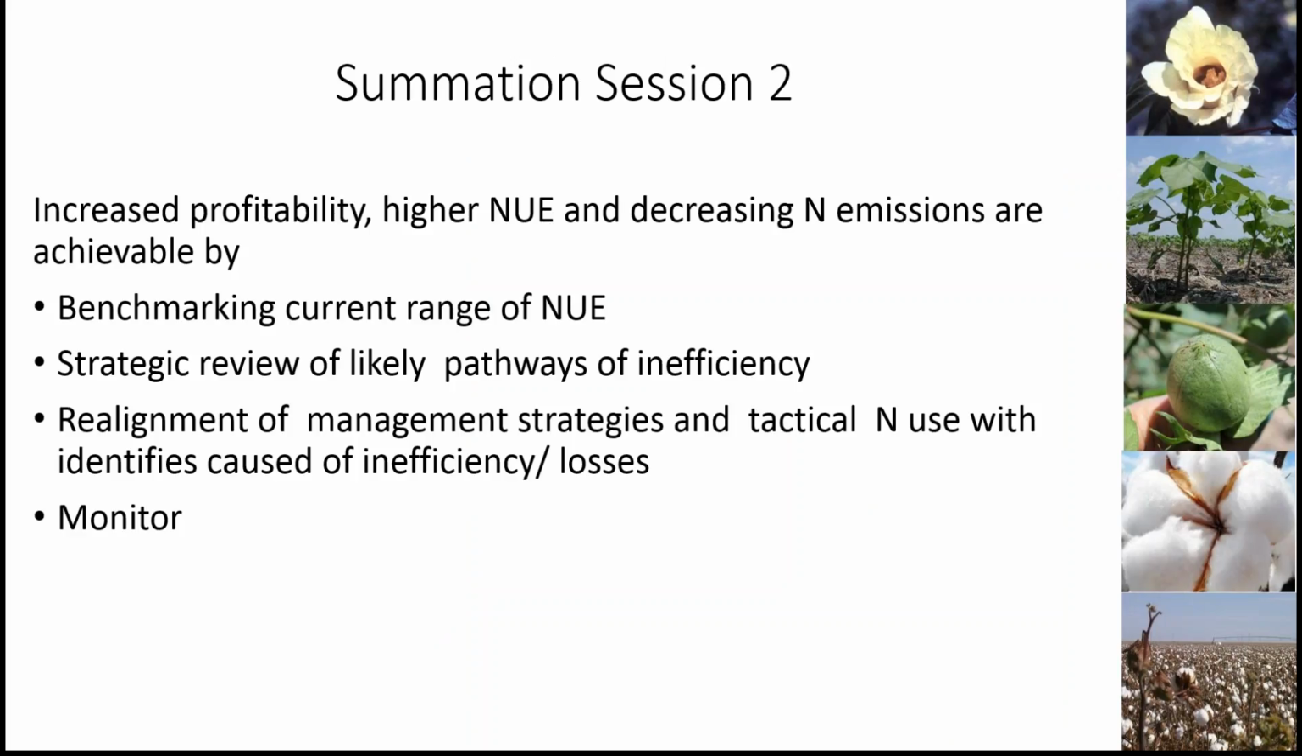So, in this session, what we've tried to do is increase profitability under higher NUE and decreasing emissions. It's a win-win if we can do it, and I think the technology's there. It's about knowing where to start and moving forward, and having the understanding that this is not a place that you get to. You don't get to higher nitrogen use efficiency. It's a journey. Each season will bring something different. Each season will bring a new challenge.